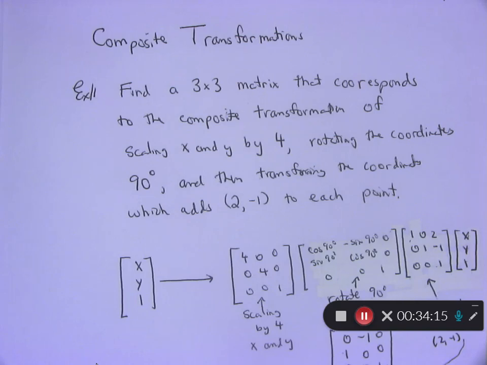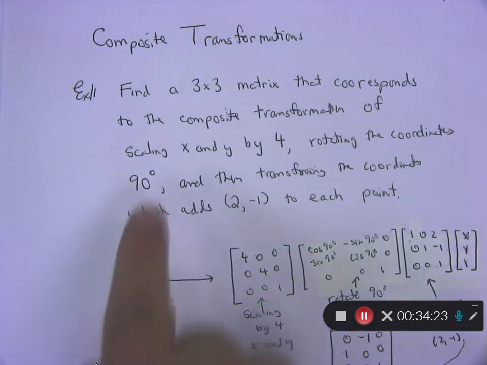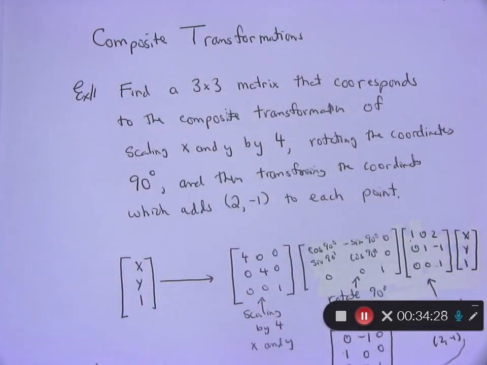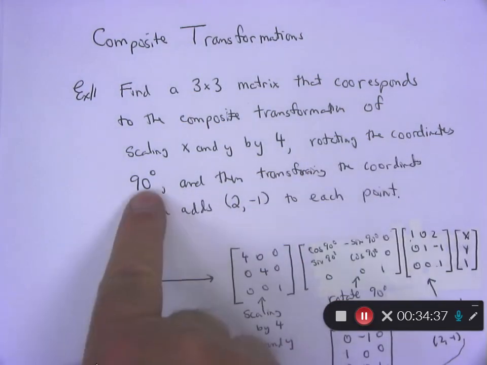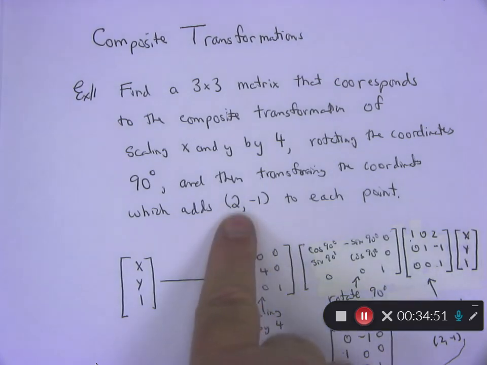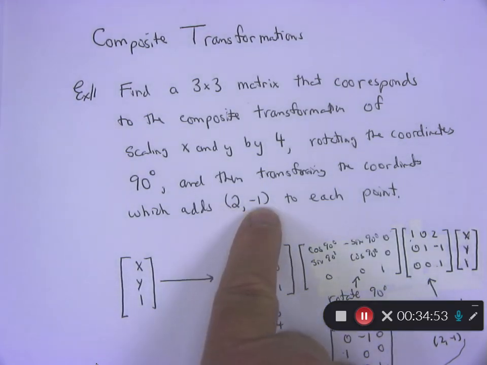Composite transformations. Find a 3 by 3 matrix that corresponds to the composite transformation of, here it is, scaling x and y by 4. What does it mean by scaling it by 4? You're going to do 4 times the size. You're increasing it by a factor of 4. Scaling it by 4. And then rotating the coordinates 90 degrees. So you want to take the x coordinate, rotate it 90 degrees, the y coordinate, rotate it 90 degrees. So your angle, phi, is going to be 90 degrees, okay? And then translating the coordinates, which adds 2 to the x coordinate and -1 to the y coordinate.